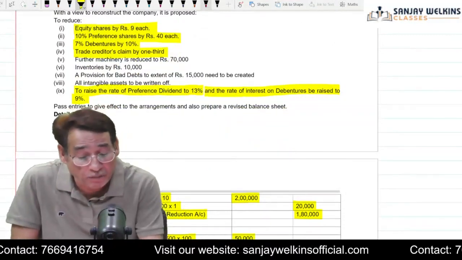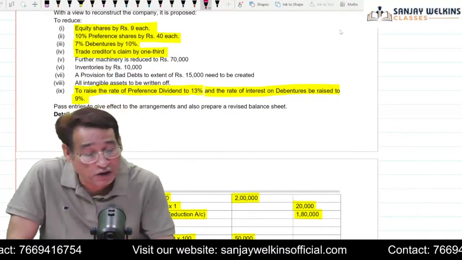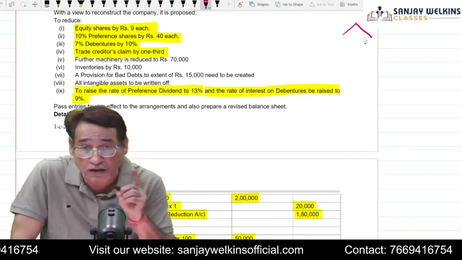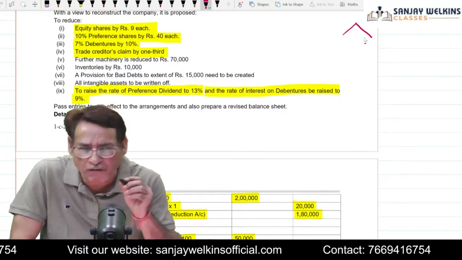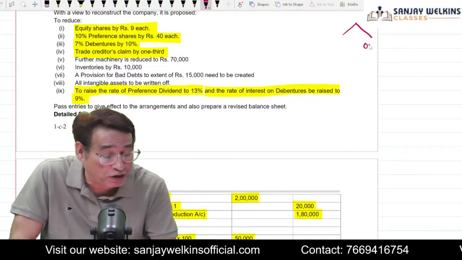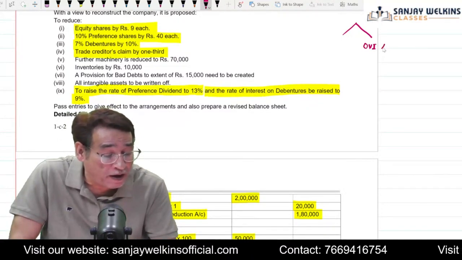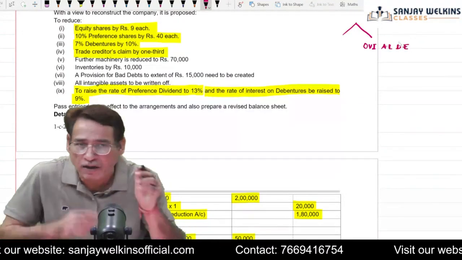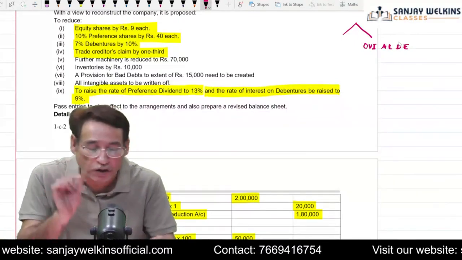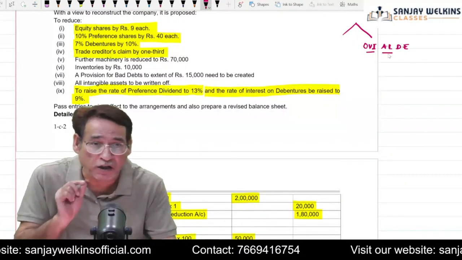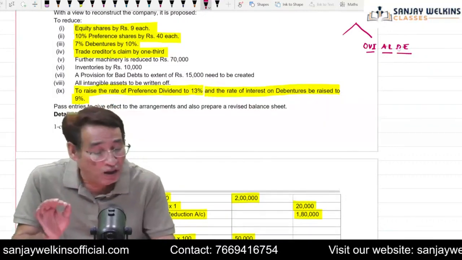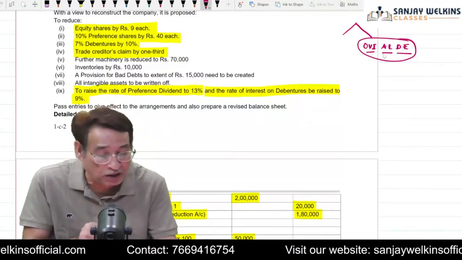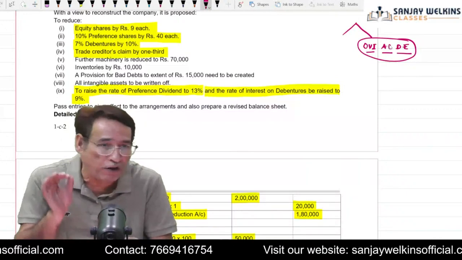Number one. Number two, while solving the question of internal reconstruction, what you need to take care of. You must understand whether any information is given or not with respect to overvalued items, accumulated losses, and deferred expenditure. If such items are appearing in the balance sheet, you will have to write them off.